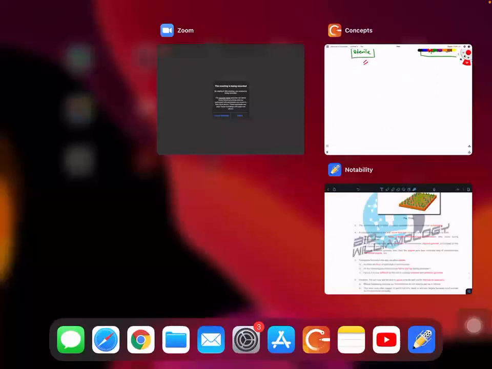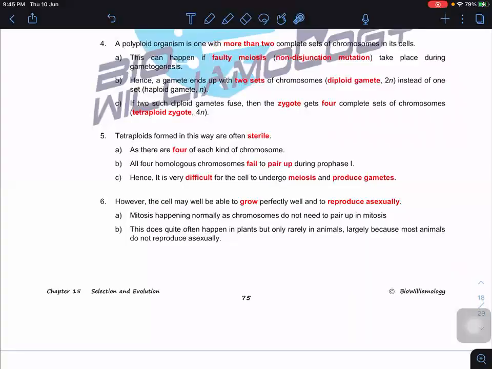So we go back to our notes here. Tetraploids formed this way are often sterile, not 100%, but often. As there are 4 of the same kind of chromosome, they fail to pair up during prophase 1, so it is difficult for a cell to undergo meiosis and produce gametes. But they can grow perfectly because they can reproduce asexually. Asexual reproduction only involves mitosis, and mitosis does not require the homologous chromosomes to pair up. That's why mitosis can take place, but meiosis can't.